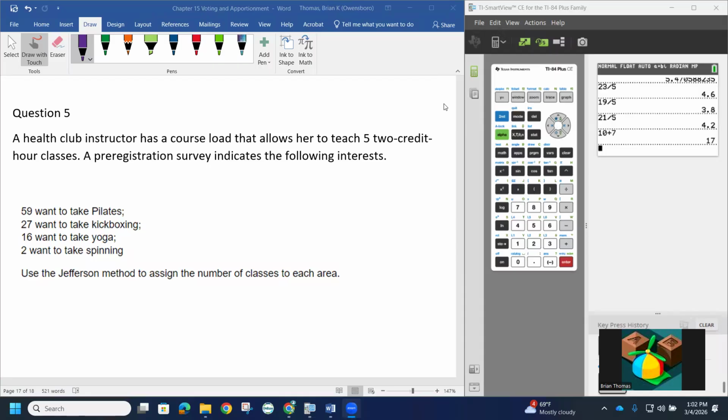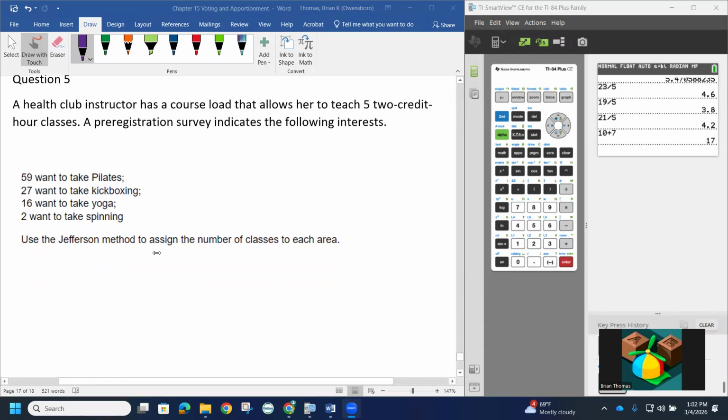So let's look at another example involving the Jefferson method. This one involves a health club instructor who has a course load that allows her to teach five two-credit hour classes. A pre-registration survey indicates that the following are interested. So 59 people would like to take Pilates, 27 want to take kickboxing, 16 want to take yoga, and two want to take spinning.